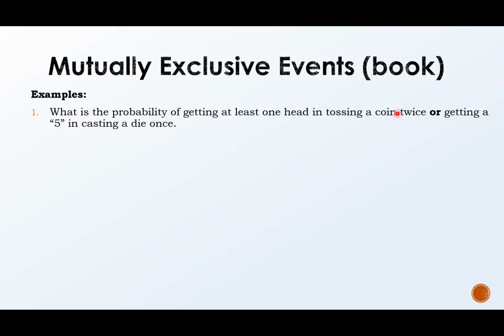Remember the sample space when you toss a coin twice? Di ba yun yung head, head, head, tail, tail, head, at saka tail, tail. So, getting at least one head means ang event na to wants yung at least may isang head. So, yung tail, head, pwede. Head, tail, pwede. At saka yung head, head. So, we have 3 out of 4 sa sample space. So, ito yung getting at least one head.